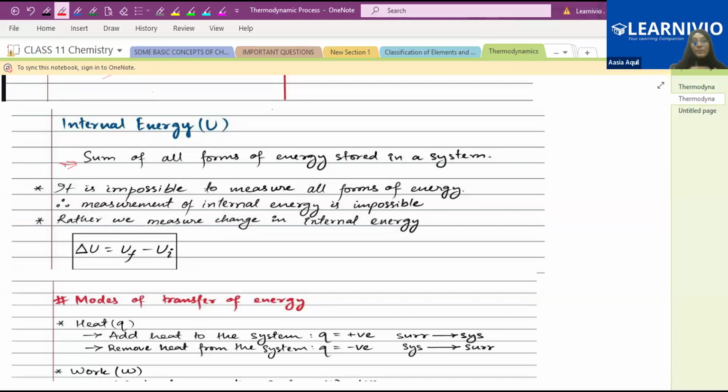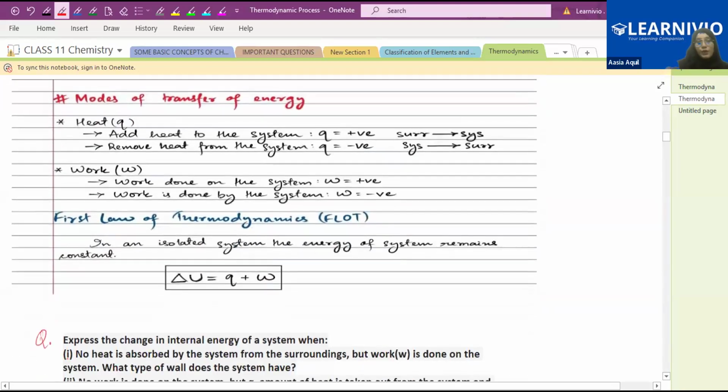But measurement of internal energy is impossible. How can you sum up all the forms of energy stored in a system? So it is impossible to measure all forms of energy, so we only study the change in internal energy. We don't measure the exact internal energy present in a system; we measure the change in internal energy, delta U. And what is the change in internal energy? U_f, final internal energy, minus U_i, initial internal energy. So that's the formula. Got my point? Yes.